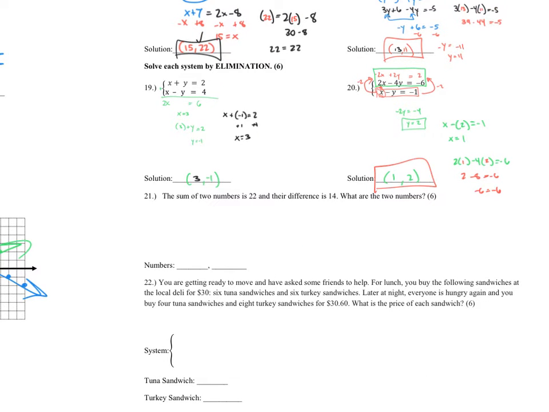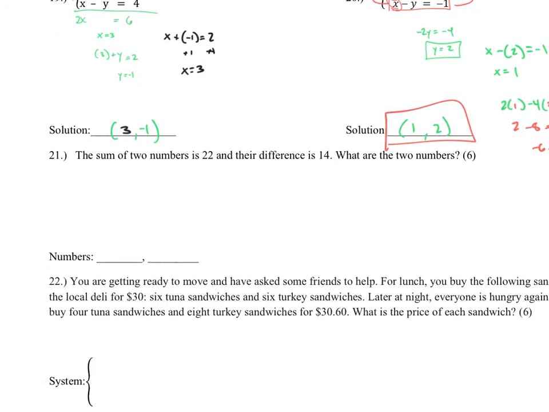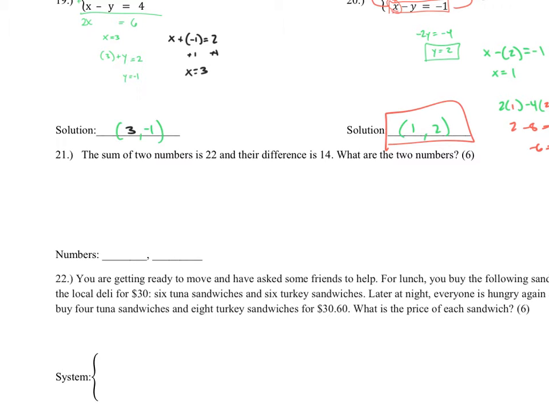This says the sum of two numbers is 22 and their difference is 14. What are the two numbers? This is actually a systems of equations, and you could figure it out with guess and check, but systems of equations allow us to go right to the answer. So the sum of two numbers, I don't know what they are, so x plus y is 22. And their difference, which would be x minus y, is 14. It wants to know what the two numbers are.